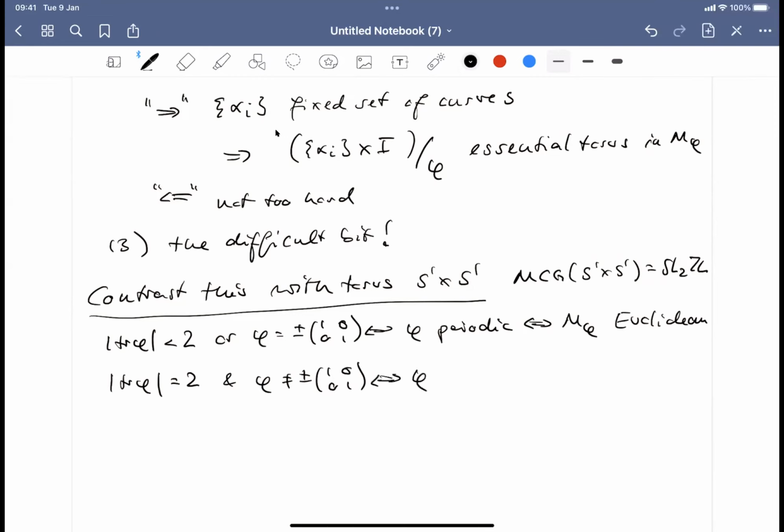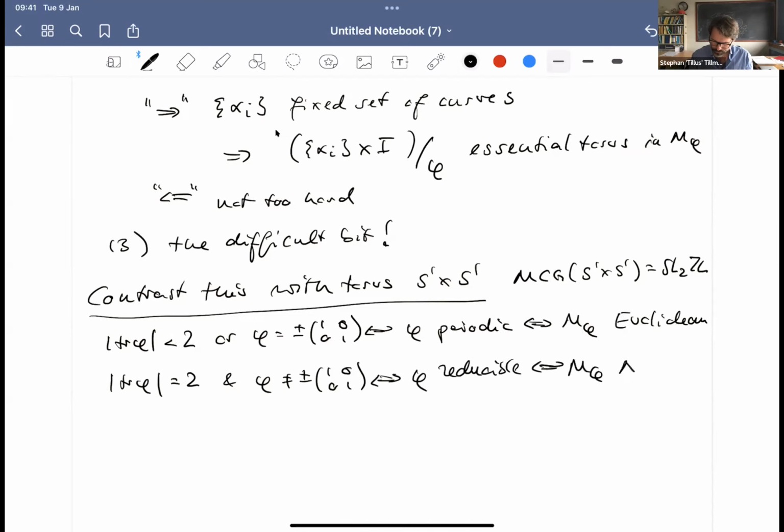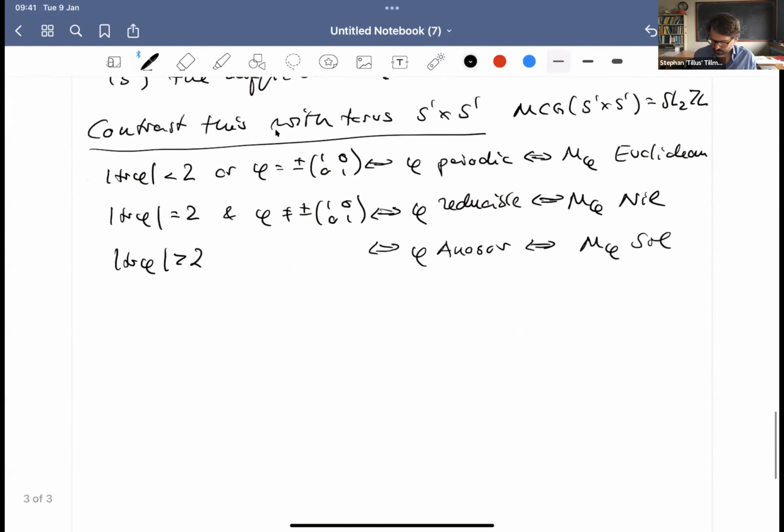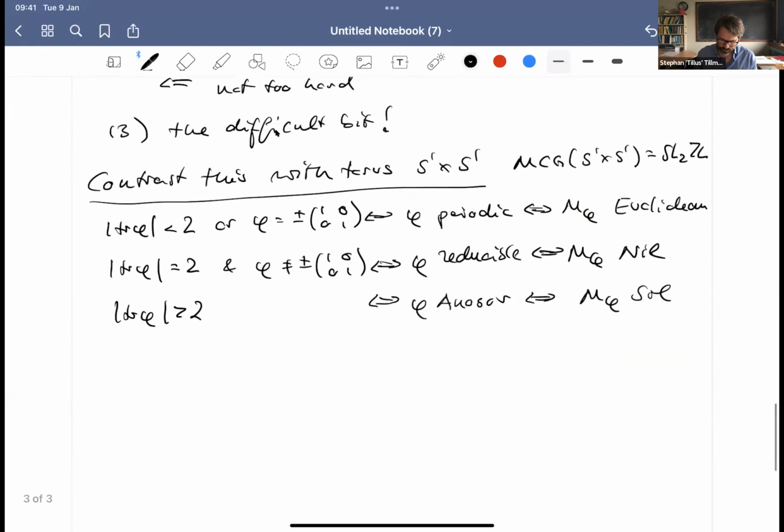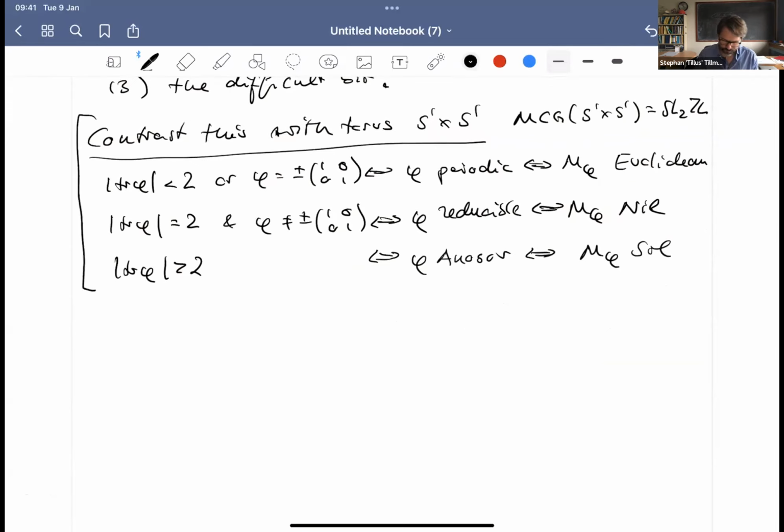So this is if and only if phi is reducible. And that's if and only if M phi has nil geometry, so built on the Heisenberg group. And then trace of phi bigger than 2. That's if and only if phi is, well, for the torus it's called Anosov, and that's if and only if M sub phi has the Thurston geometry that's called Sol, or solve, modeled on a solvable group. So this is the contrast here: the classification for the negative Euler characteristic case is really quite analogous to what you have for the torus.